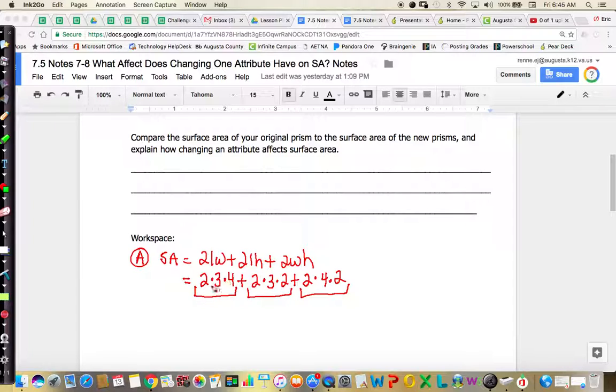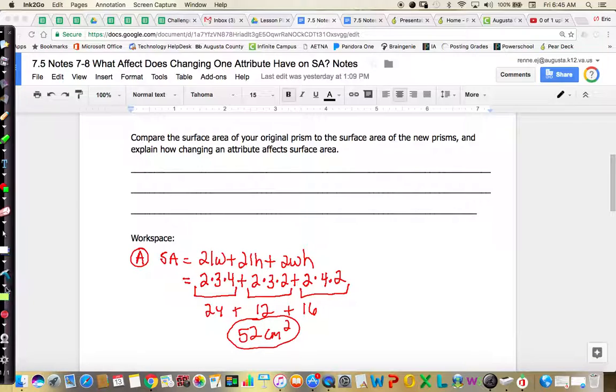Okay, so 2 times 3 times 4 is 24, plus 2 times 3 times 2 is 12, plus 2 times 4 times 2 is 16. Add them all up, and you should have got 52 centimeters squared.